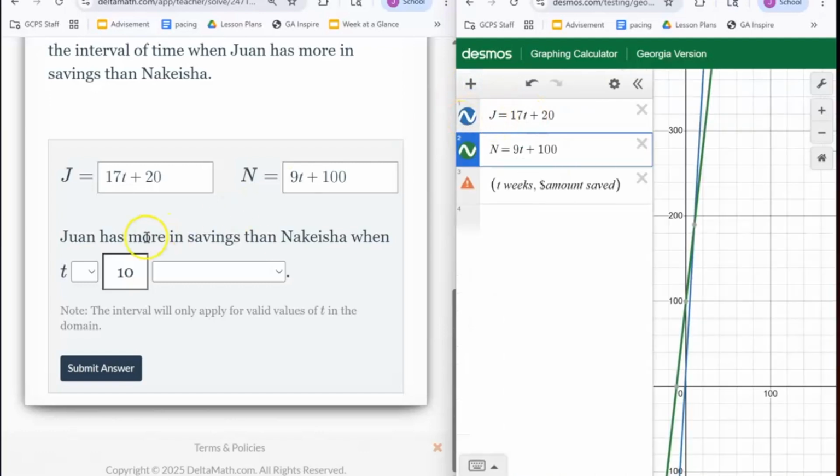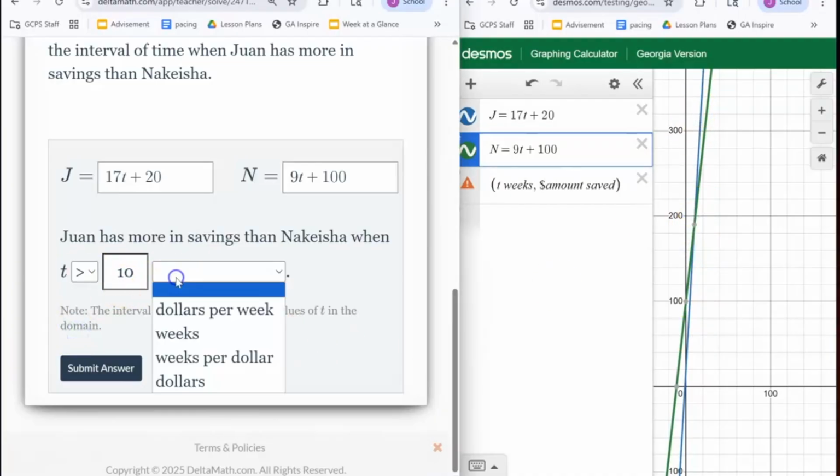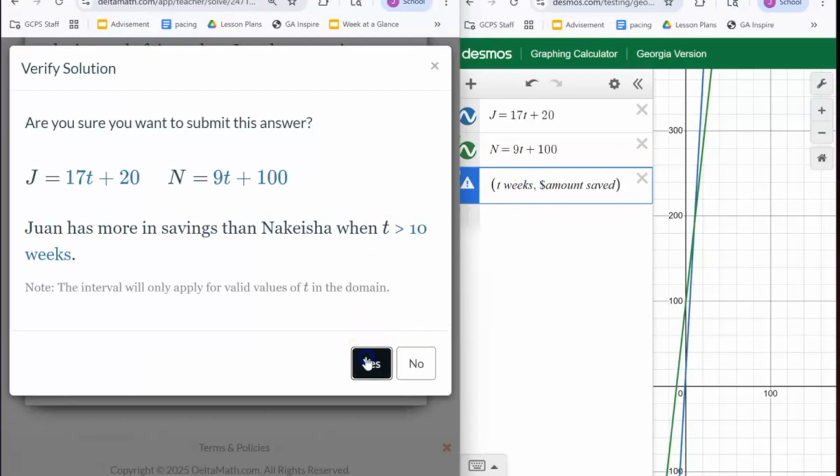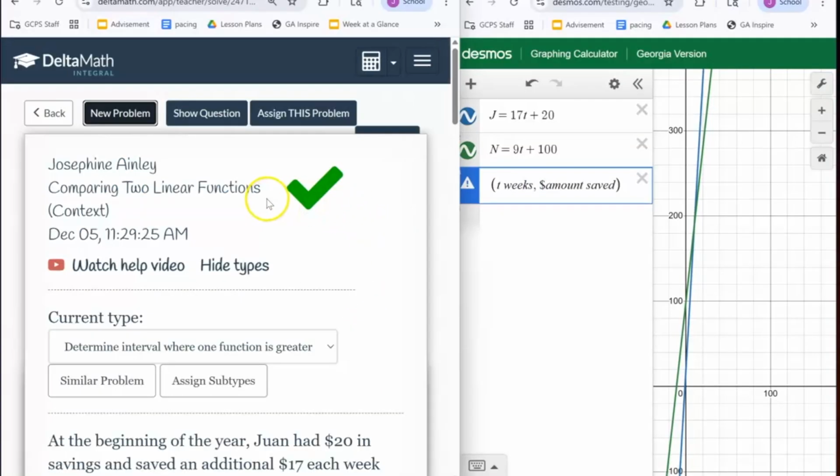So Juan has more savings than Nakisha when... okay, he's looking for more. So when is blue above the green line? After 10. So this will be when T is greater than 10, then Juan has more savings: after 10 weeks. Okay, so this one you kind of have to read a little bit and just be careful in what you're choosing. Let's practice.